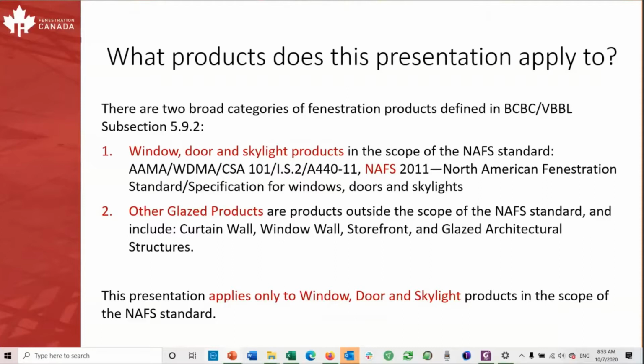The code also recognizes another category of products, and that would be other glazed products. And these are products that are outside the scope of the NAFS standard. And it includes curtain wall, window wall, storefront, and glazed architectural structures. So this NAFS standard applies definitely to the window, door, and skylight products we normally see in small buildings. And it does apply to windows, sliding doors, and things in large buildings. But when it comes to the commercial glazing systems, those are outside the scope of this standard. So the presentation we're going to have today applies only to the window, door, and skylight products that are in the scope of the NAFS standard.